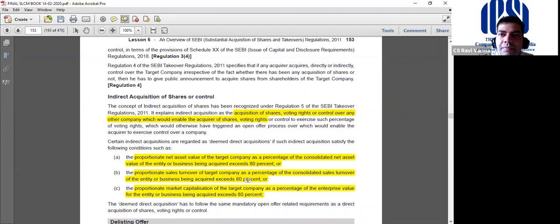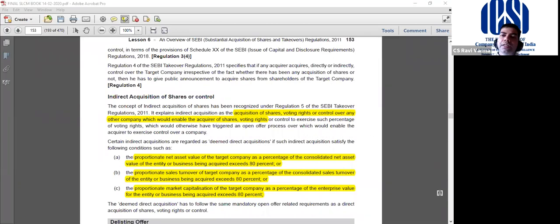You understood why I am saying so? Because you can think of a different way. When the class is over, you will think, sir, why not acquire the unlisted company, which is the holding company of the listed company? Once I acquire the unlisted company, the listed company is in my hand because it is a subsidiary of that. In that case, you will fall under deemed direct acquisition. Though it's an indirect acquisition, SEBI will define it as a deemed direct acquisition. So that is indirect acquisition.